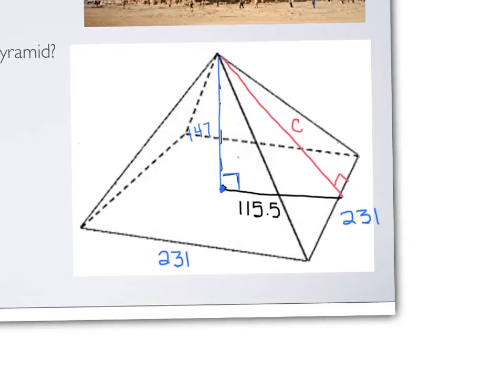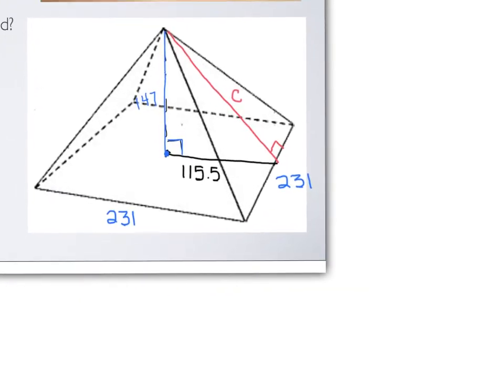The first thing I'm going to do is use the Pythagorean theorem so that I can find the length of that red line, so I can find that slant height. So I'm going to do 115.5 squared plus 147 squared equals C squared. You ready with calculators? Everyone understand where that setup came from? So 115.5 squared plus 147 squared.